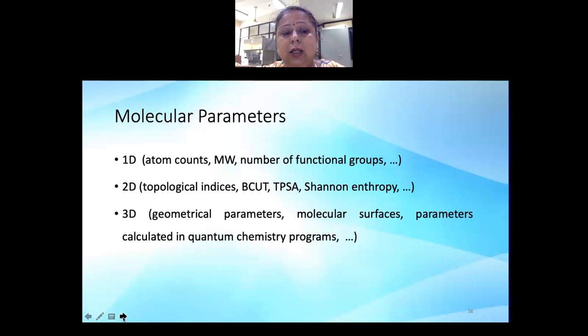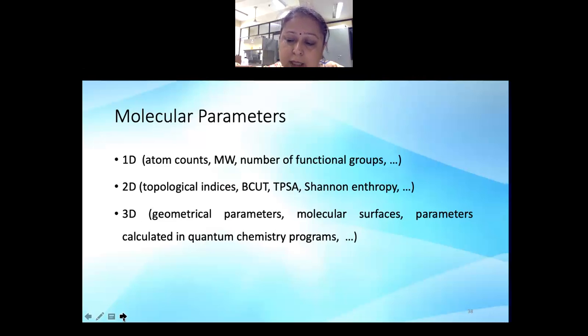So the molecule has to be considered either as a one-dimensional entity or as a two-dimensional entity. Nowadays, in the historical development, we consider it as a 3D entity. If you consider it as a 1D entity, then you have information on atom counts, the molecular weight, and the number of functional groups. You want to have this information.